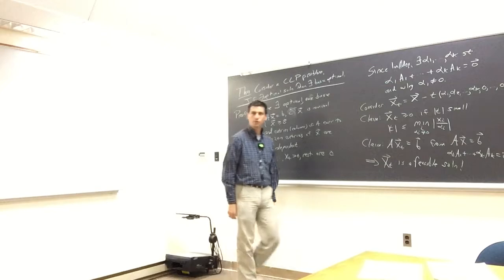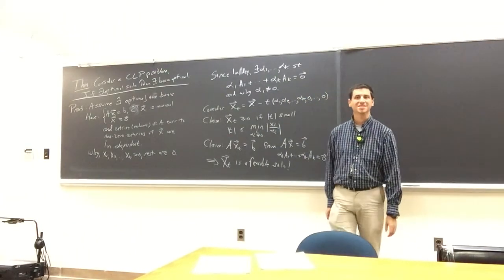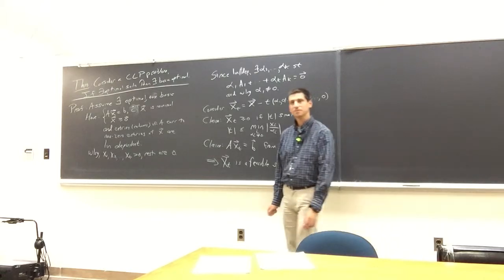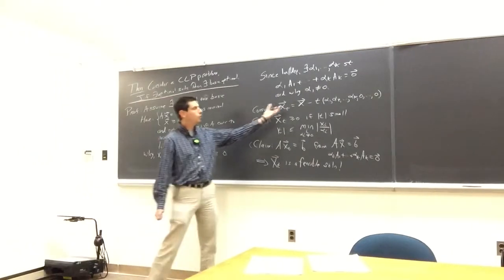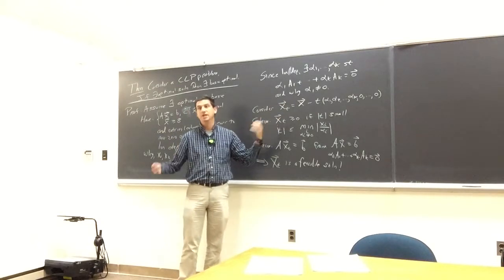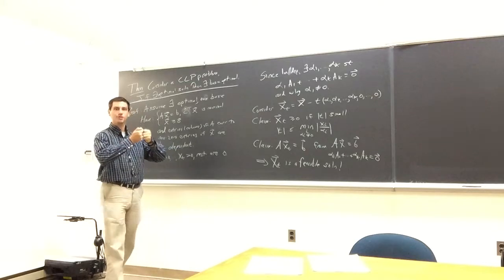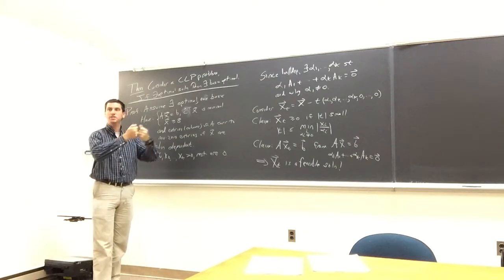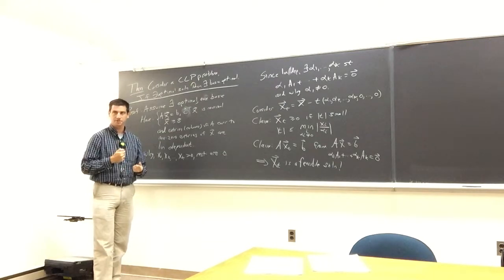What were we able to do? We made t great enough so that one of the coordinates became 0. In fact, it might be that two or three become 0 at the same time. But there's going to be a critical threshold of t, the smallest in absolute value, where at least one coordinate becomes 0. Excellent.